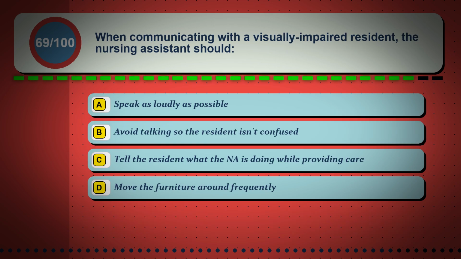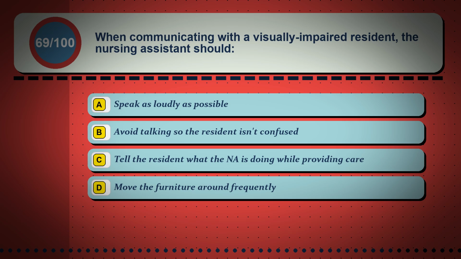Question 69. When communicating with a visually impaired resident, the nursing assistant should: Option A. Speak as loudly as possible. Option B. Avoid talking so the resident isn't confused. Option C. Tell the resident what the NA is doing while providing care. Option D. Move the furniture around frequently.